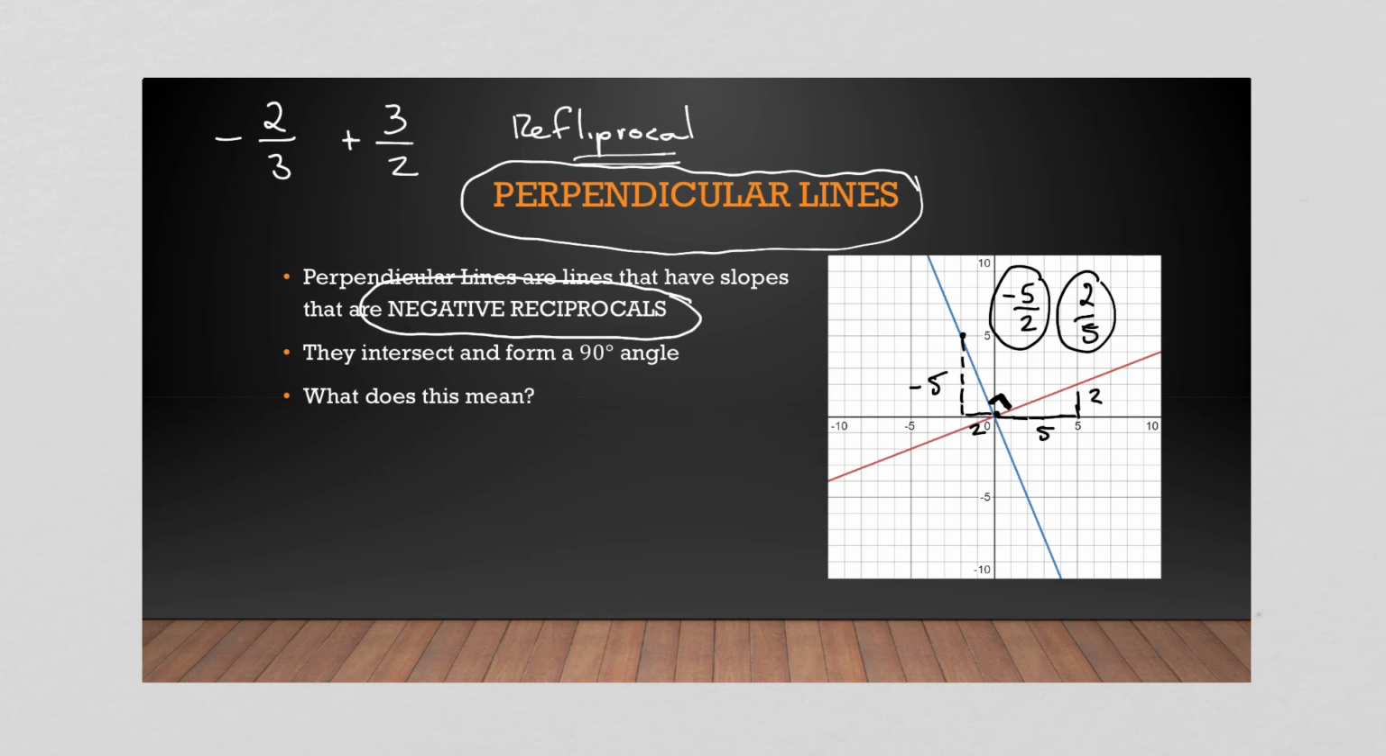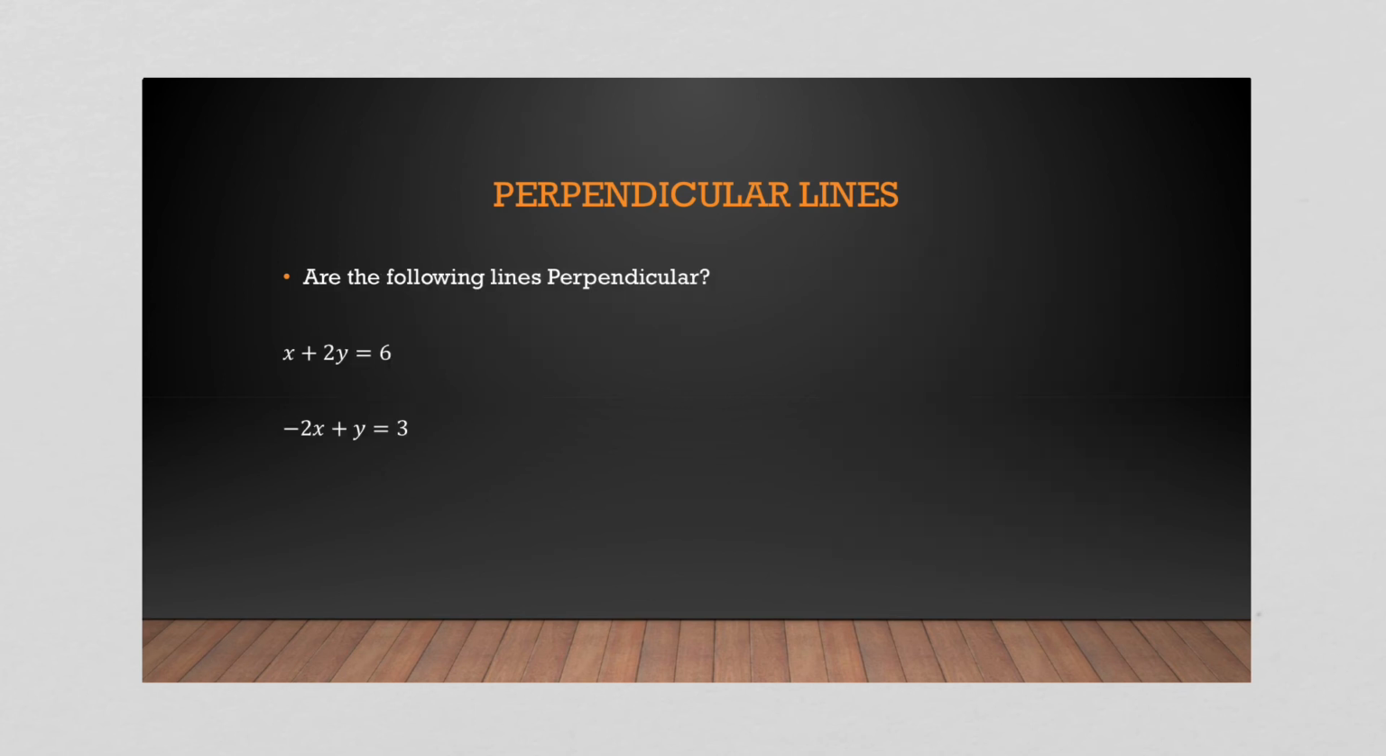So what if you don't have a graph? What if you just have equations? Well, again, we're just looking at comparing the slopes, so it's going to be algebra. So get into slope-intercept form. Subtract x from both sides. 2y equals negative x plus 6. And then divide everything by 2, and we get y equals negative 1/2 x plus 3.